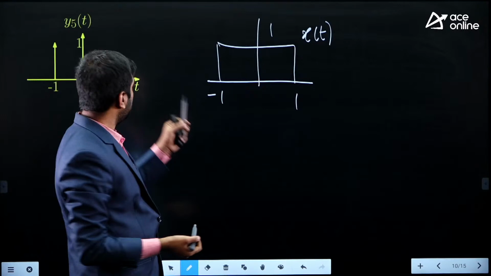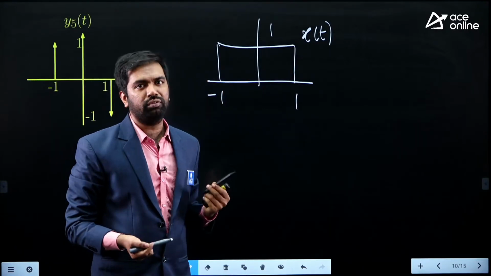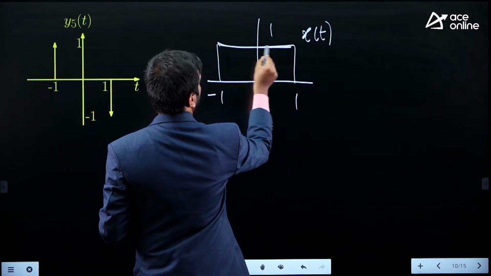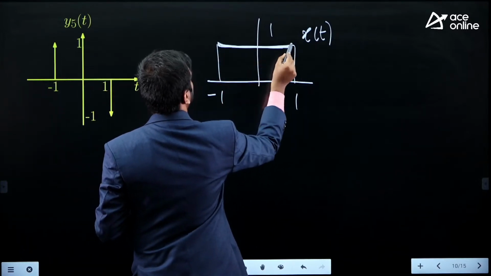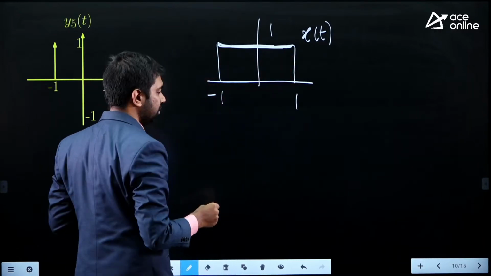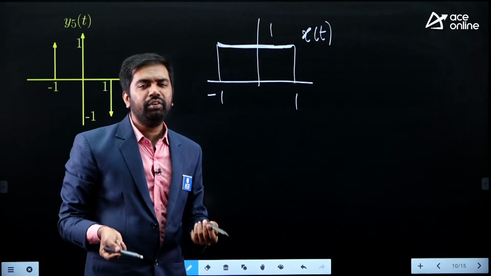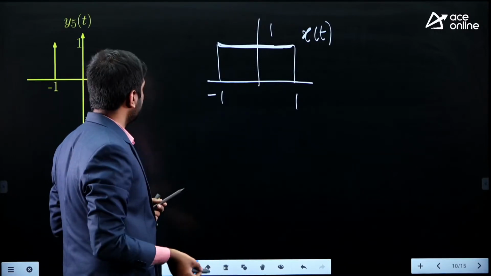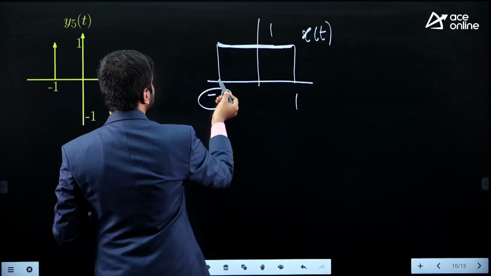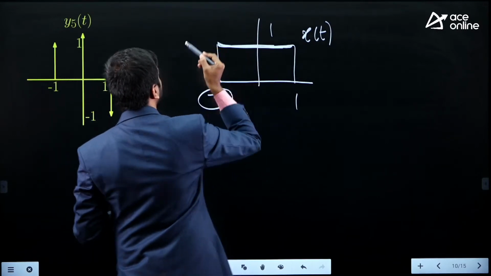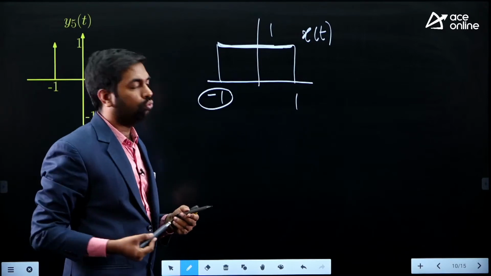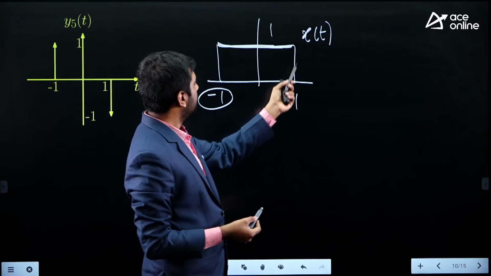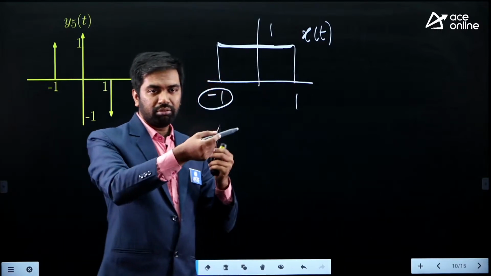How do you express y5 in terms of x of t? That's the discussion. You see that it's a constant here. The derivative of a constant is 0. The derivative of a constant is what? It's 0, right? So you see 0 here. And at -1, there is a jump from 0 to 1. So this is like a discontinuity. And also at 1, there is a jump from 1 to 0.